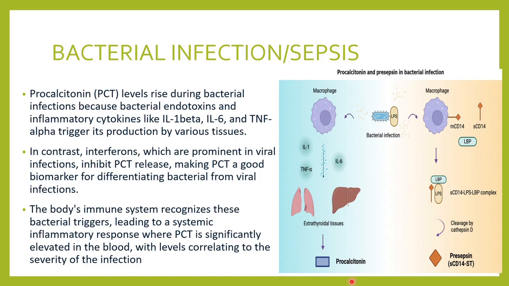Whereas in viral infection, the most commonly produced inflammatory mediator is your interferons. So in viral infection, the most commonly produced inflammatory mediator is your interferons, and interferon will inhibit the procalcitonin release. Okay, so that is why this procalcitonin is a good biomarker for differentiating bacterial from viral infection.